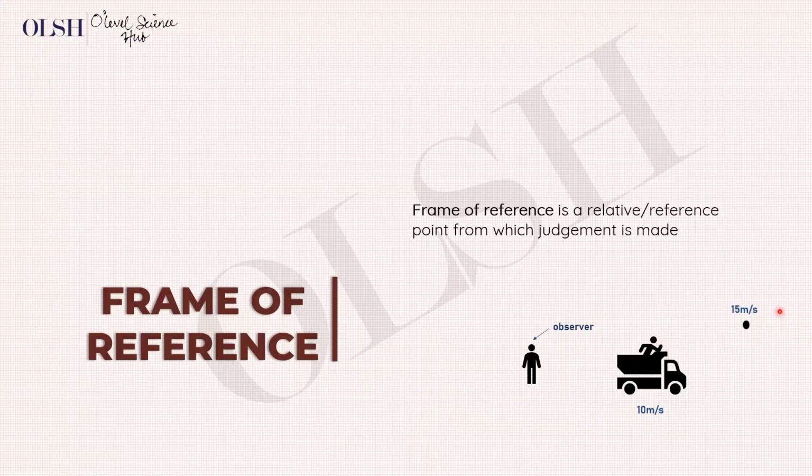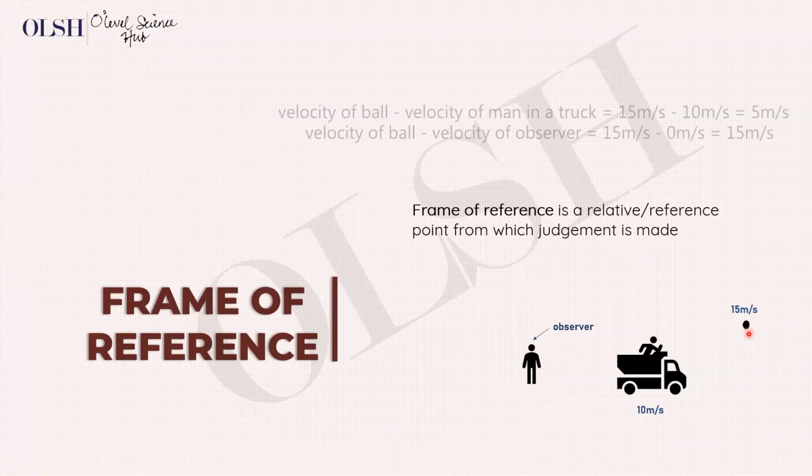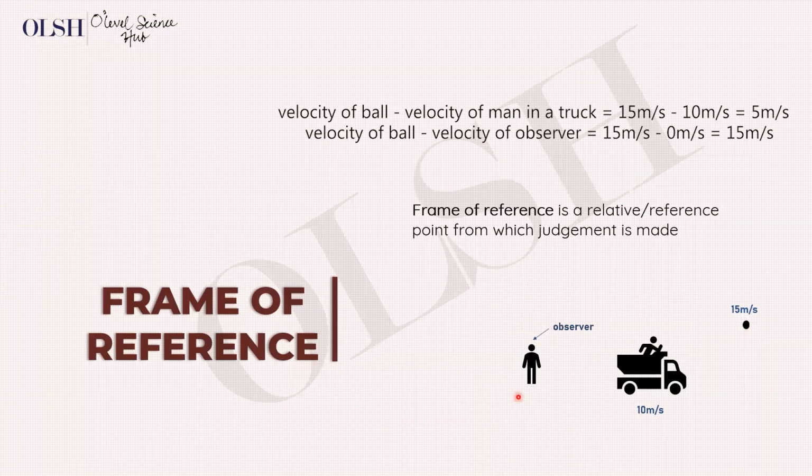So to him, this moves at 5 meters per second, but from the observer's reference frame, this stone moves at 15 meters per second. Because he is standing still, he sees the full 15 meters per second. This guy isn't standing still, he's moving at 10 meters per second, so he can see only 5. So that's frame of reference.